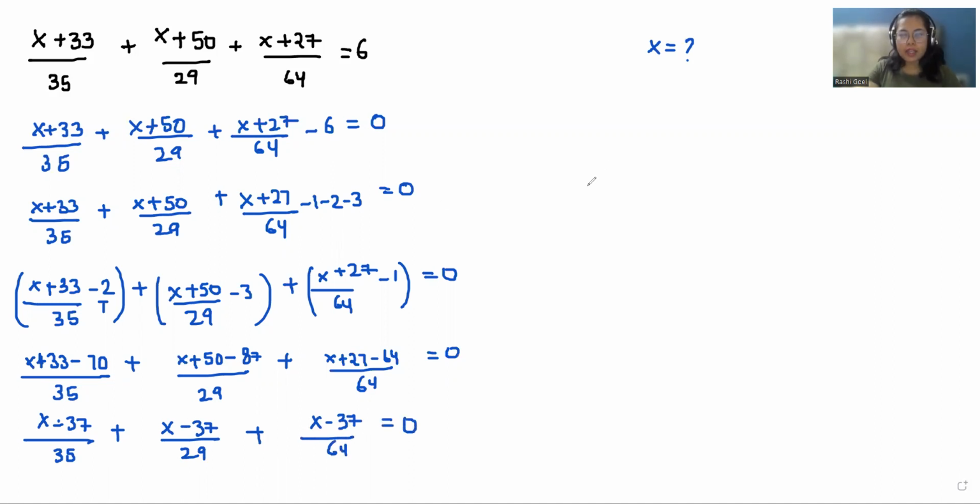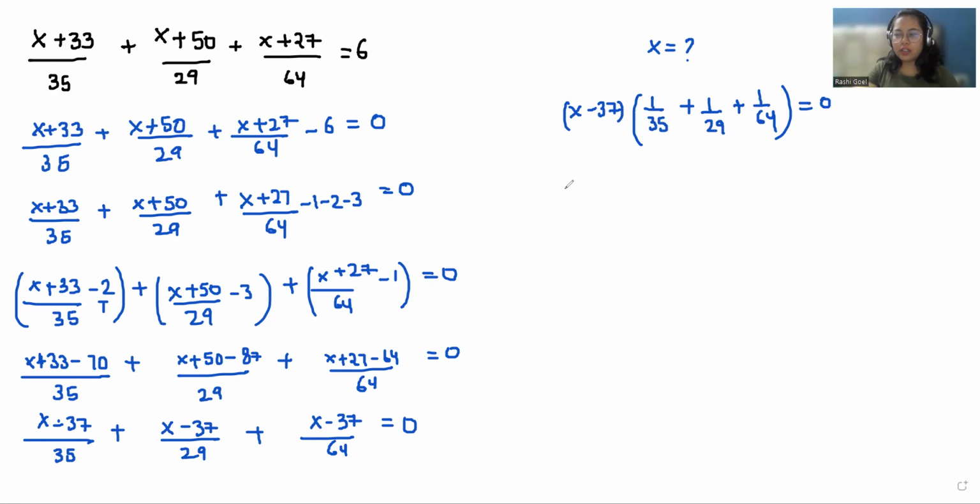Now I can take (x minus 37) common from the numerator. So what is left? 1 by 35 plus 1 by 29 plus 1 by 64 equals 0.